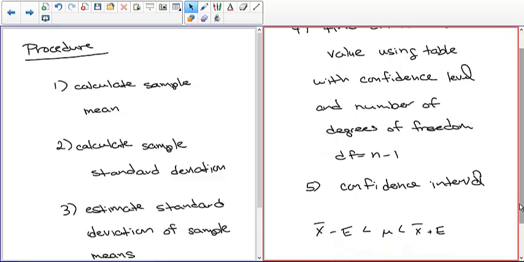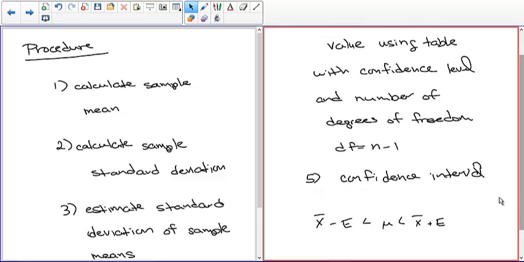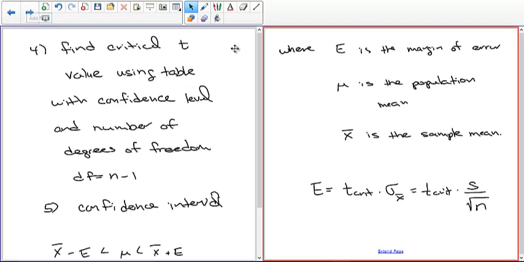And then finally, we want to calculate this interval where we think the population mean is going to be. We take the sample mean and subtract what we call the margin of error, and add the margin of error, this same number that we add plus or minus. And the margin of error uses all the stuff we've calculated in previous steps.